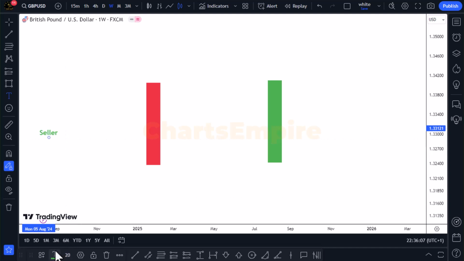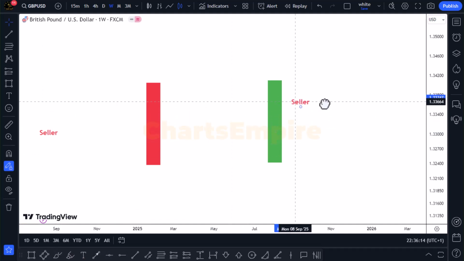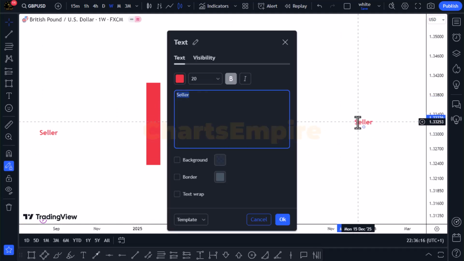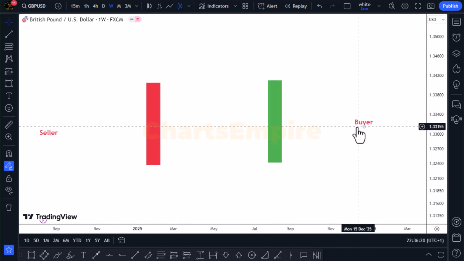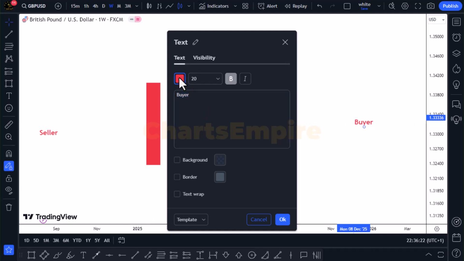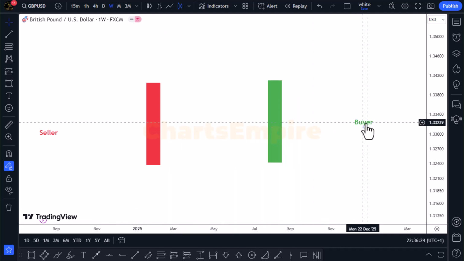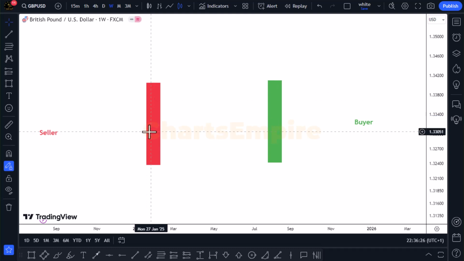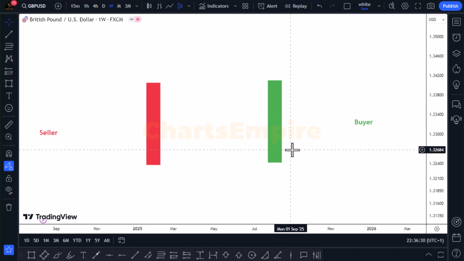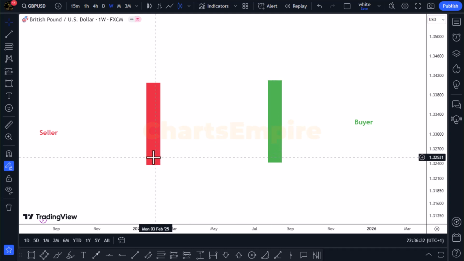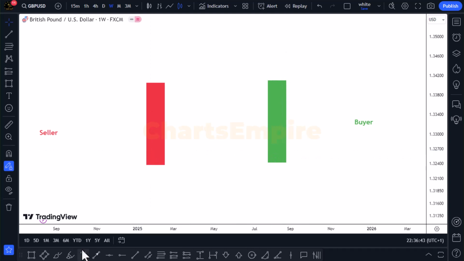So we change the color to red. This is the seller in this market, right? And we have the buyers right here. This is the buyer in this market, right? We change this color right here to green. So this is the buyer, this is the seller. Now, how do we know this is a seller and this is a buyer? It's not just by the color of the body, but through the open and close of the candlesticks, right?